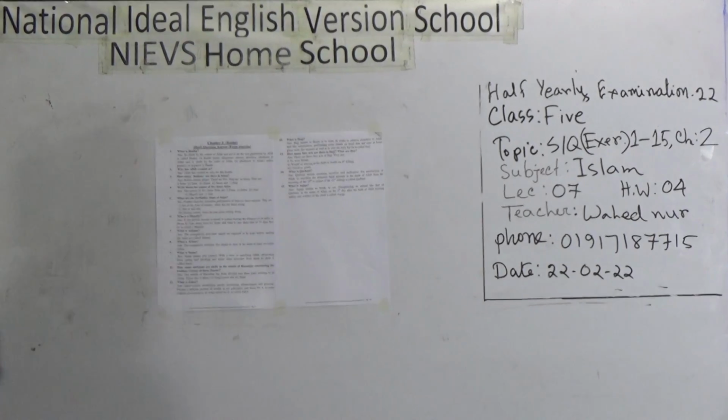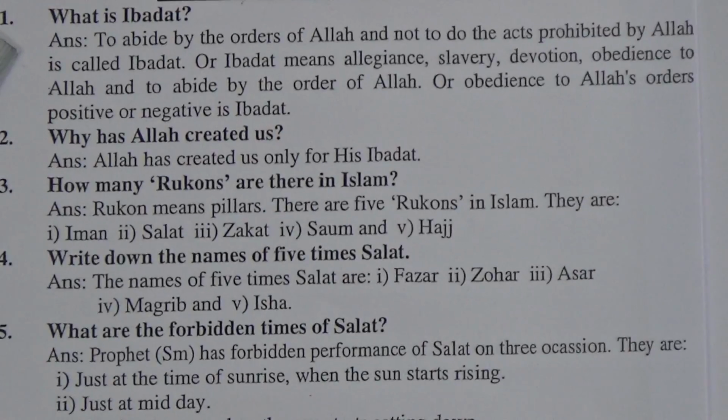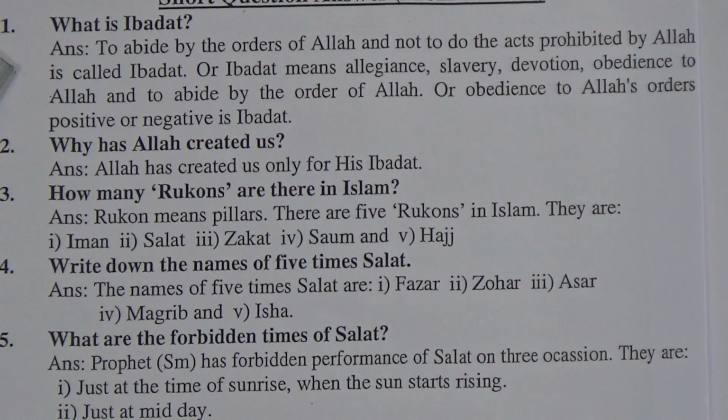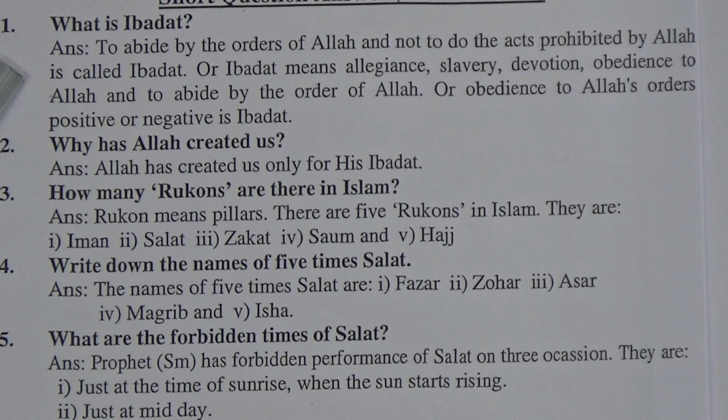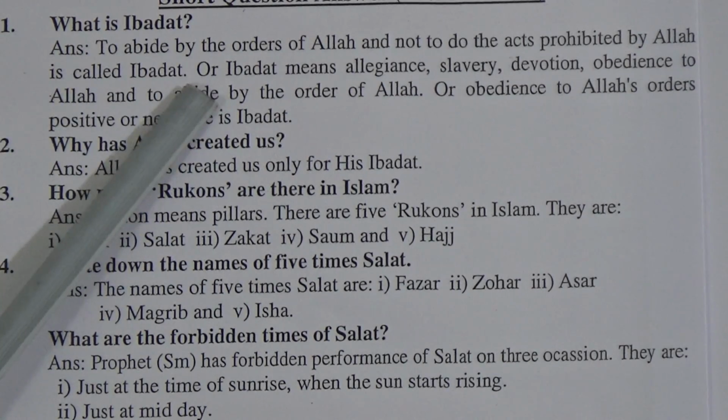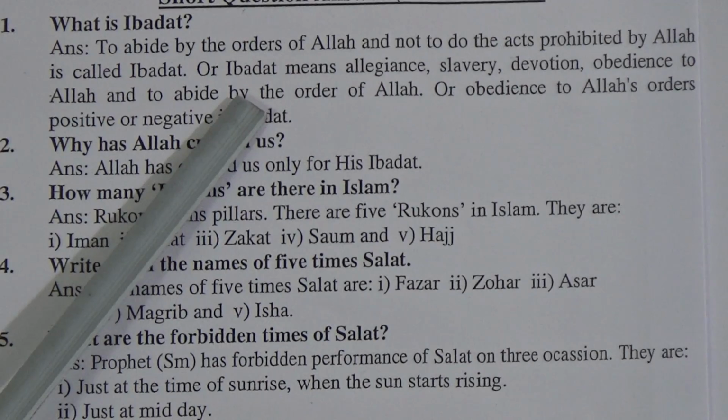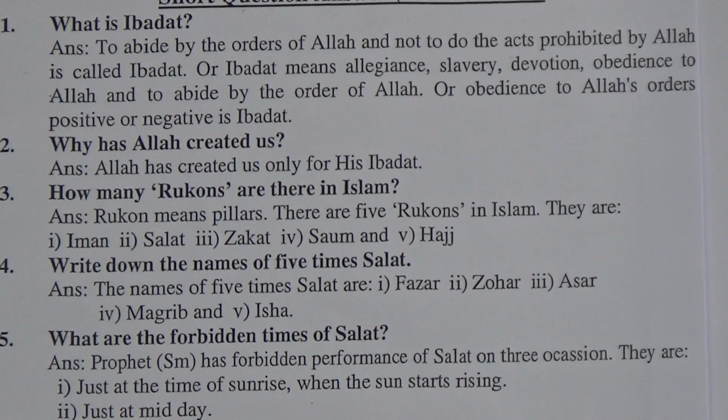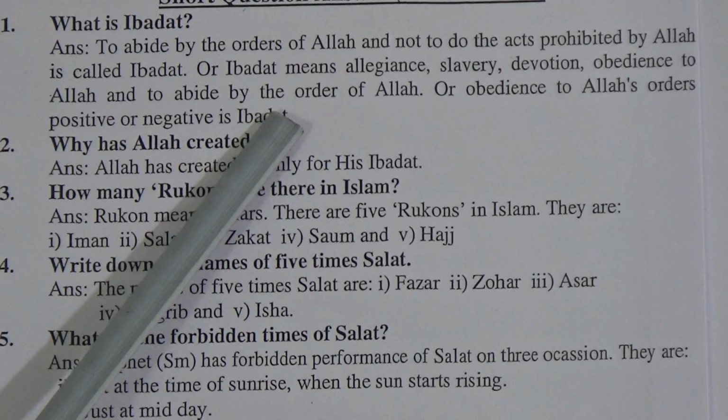Let's see the first question. The first question is, what is ibadat? From chapter 2, first question is, what is ibadat? Answer: to abide by the orders of Allah and not to do the acts prohibited by Allah is called ibadat. Students, you can write this definition, and there is an "or", which means you can follow this definition also. So ibadat means allegiance, slavery, devotion, obedience to Allah, and to abide by the order of Allah. So this is the second definition of ibadat.